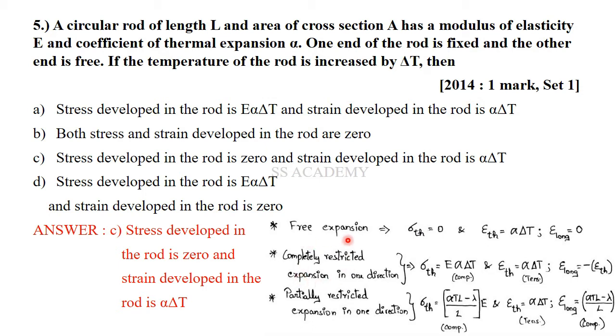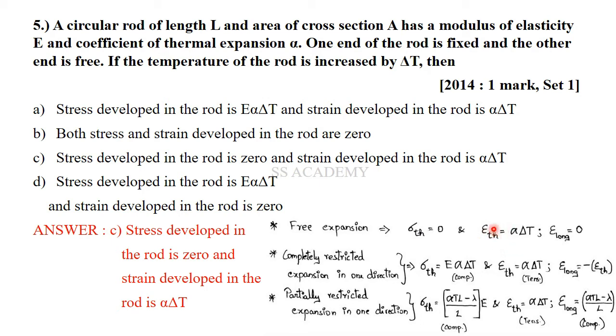First, it is free expansion. In free expansion, there will be thermal strain. Always in case of thermal expansion, we will be having thermal strain as alpha del T, which is tensile. But if it is free to expand, then there will be no longitudinal strain. As a result, there will be no thermal stress. Thermal stresses are due to this longitudinal strain and not due to this epsilon thermal, that is thermal strain.